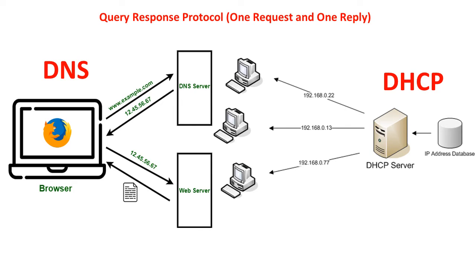When we try to access any domain name like google.com, the request goes to the DNS server and the DNS server will find its associated IP address from the database and respond with the IP address to the user request. In DHCP, the user sends one request to the DHCP server and the DHCP server responds with an IP address from its pool to the user system.